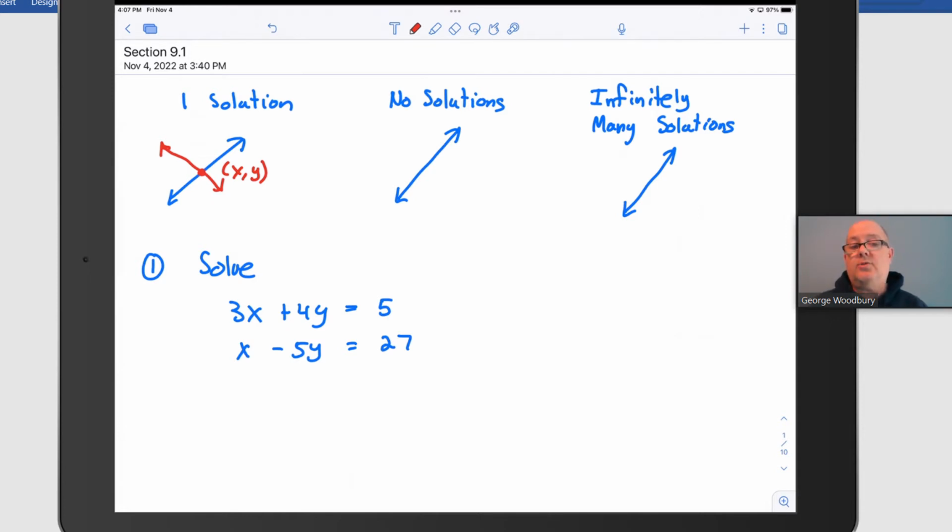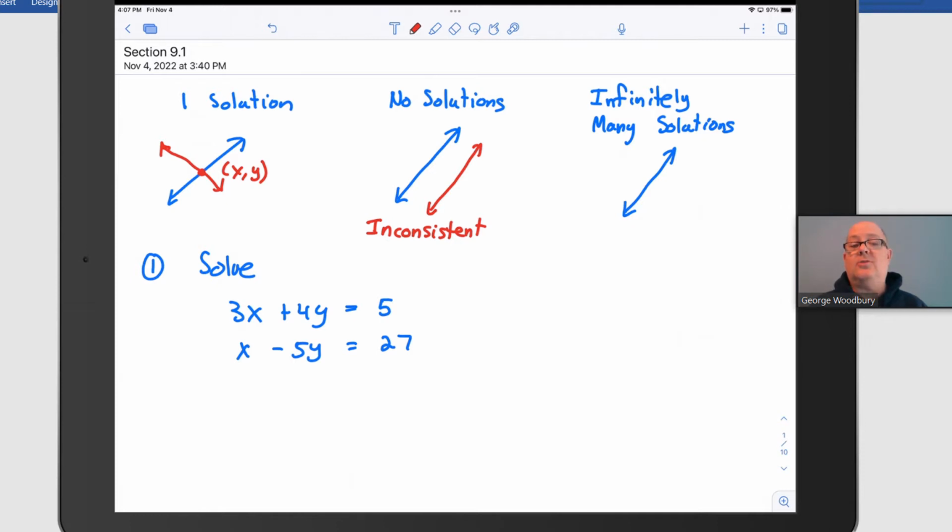Now, what kind of line would I draw if there were no solutions? That's going to be a line that's parallel to the first line, meaning that they will never cross. This is what we call an inconsistent system, and it has no solution.